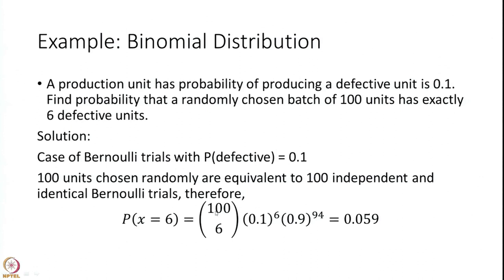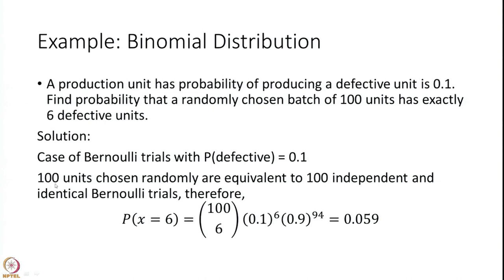Here is an example we will work out. Suppose a production unit has a probability of producing a defective unit of 0.1, and a batch of 100 units is chosen randomly. What is the probability that exactly 6 defective units will be found? So, this becomes a case of Bernoulli trial with a probability of defective 0.1.